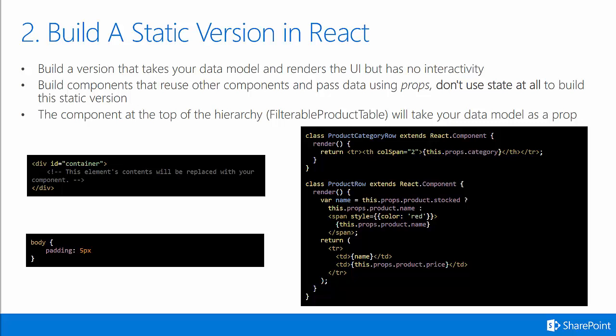We'll see why. To build a static version of your app that renders your data model, you want to build components that reuse other components and pass data using props. Props are a way of passing data from parent to child.